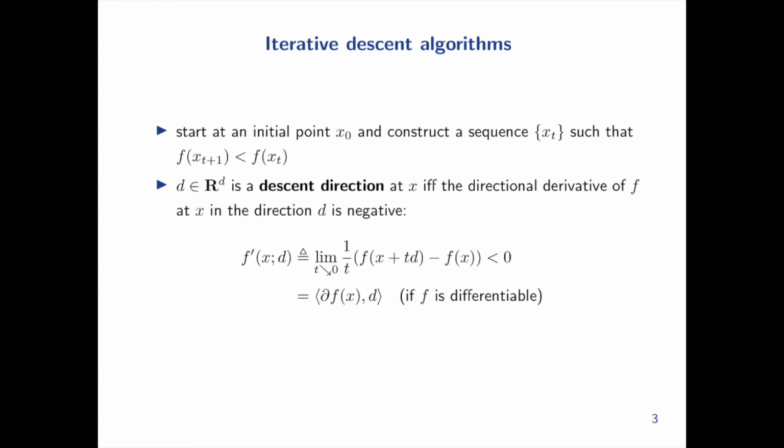Now, what is a good direction? A good direction is one that in some sense points in a direction where you would get some decrease in the cost value. More formally, you would like the directional derivative of the objective function along this direction to be negative. If the direction satisfies this condition, namely that the directional derivative of the cost function along this direction is negative, then this direction is called a descent direction. It makes sense because along this direction you have the possibility, at least locally, of decreasing the function value.